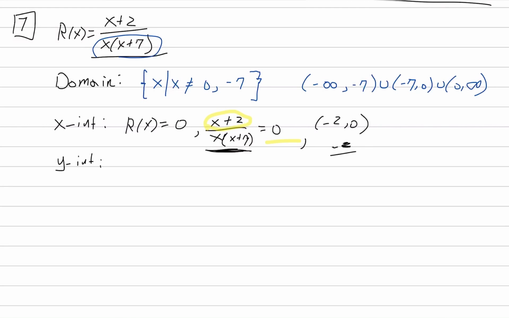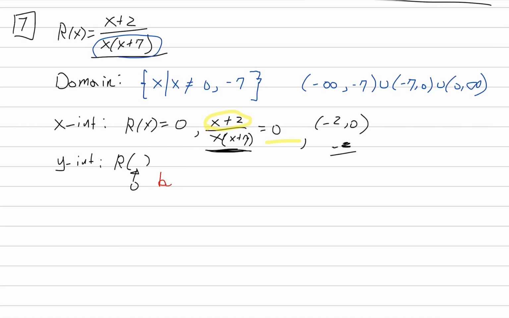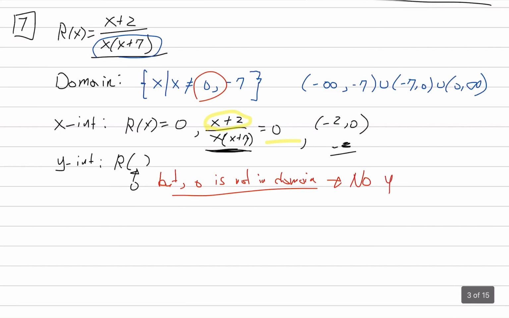Okay. So in terms of the y-intercept, what we do is we have to plug in x equals 0 here. But 0 is not in the domain, right, as we saw here. That means this automatically does not have a y-intercept, so no y-intercept.